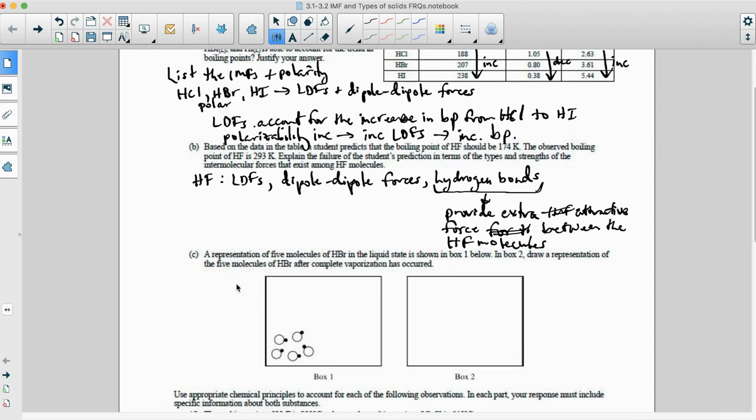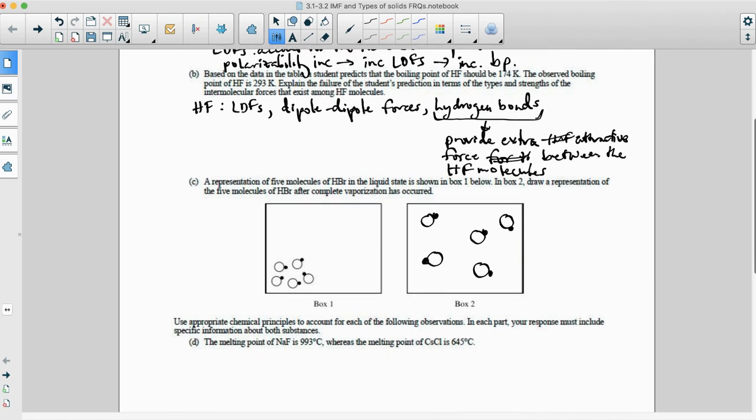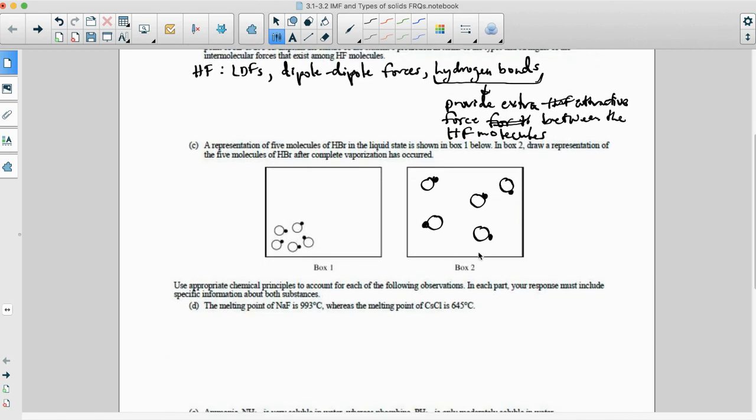Okay, part C, we are going to take HBr molecules in the liquid state and draw them as vaporized HBr. So I'll just draw that right here. We have to completely separate the LDFs and the dipole-dipole forces that are holding the HBr molecules together into a liquid. And so we would get a gas afterwards, something like that.